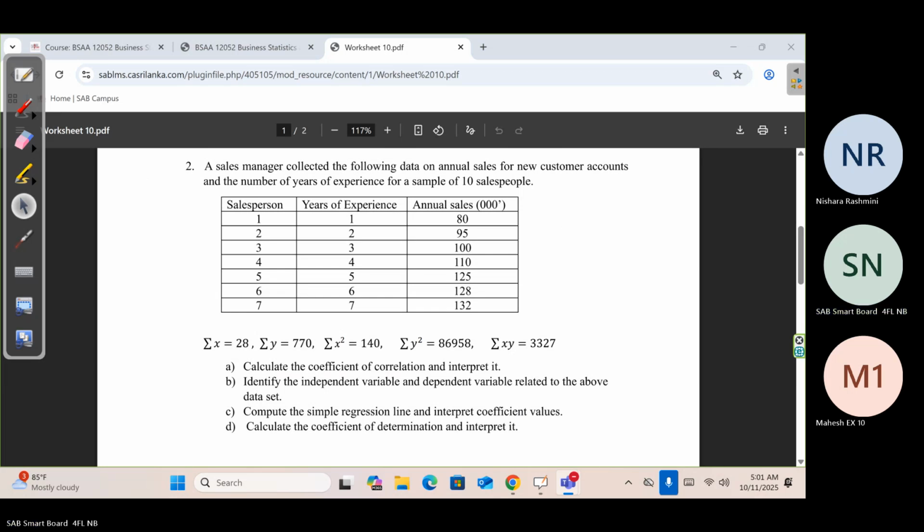Then only 2 lessons are remaining, hypothesis and ANOVA. Next week is the last week. We will try to do both lessons. If we cannot do it, then I will take only 1 extra session.